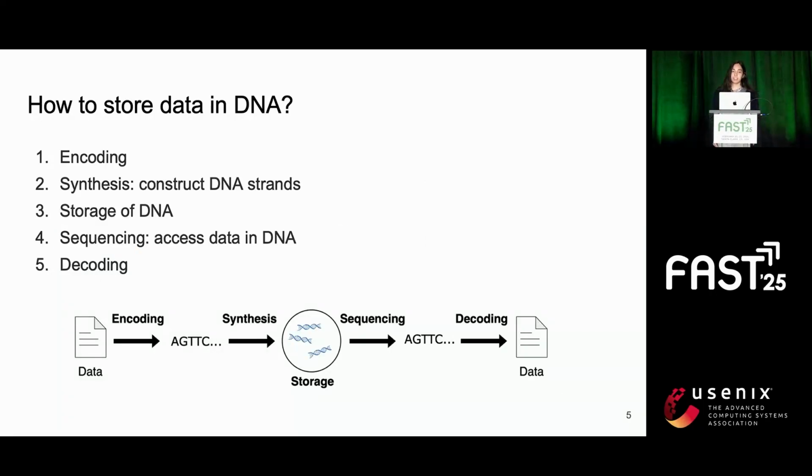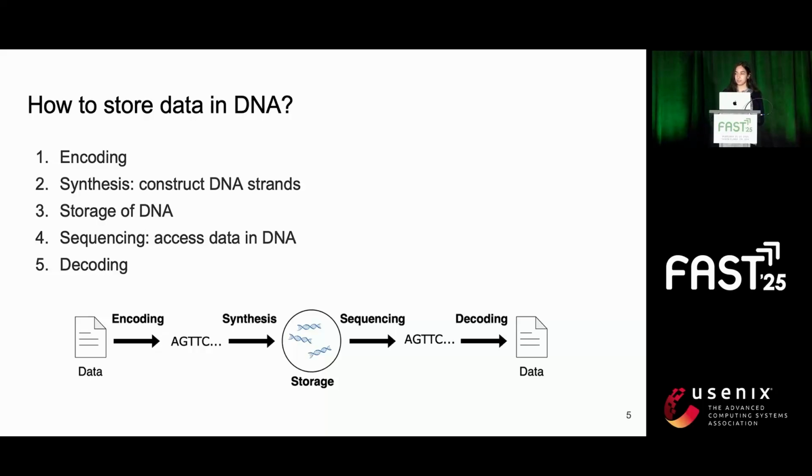So we just saw how we can encode our data to DNA, but now we need to actually construct the DNA strands, which is called synthesis. Then we can store the DNA, we can access back the data in the DNA, which is called sequencing, and finally we can decode the data to get back the original information.